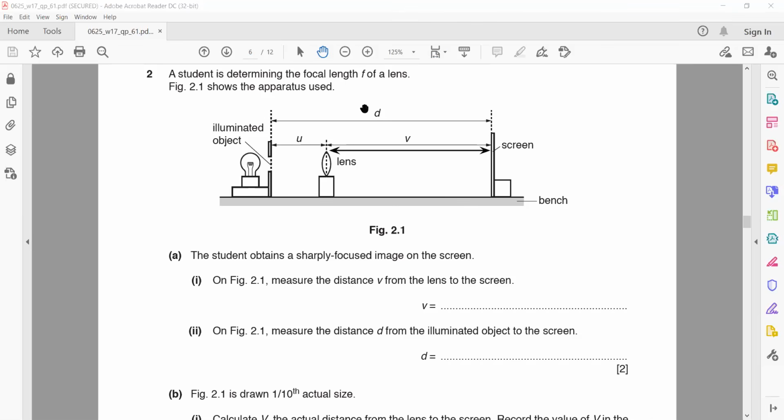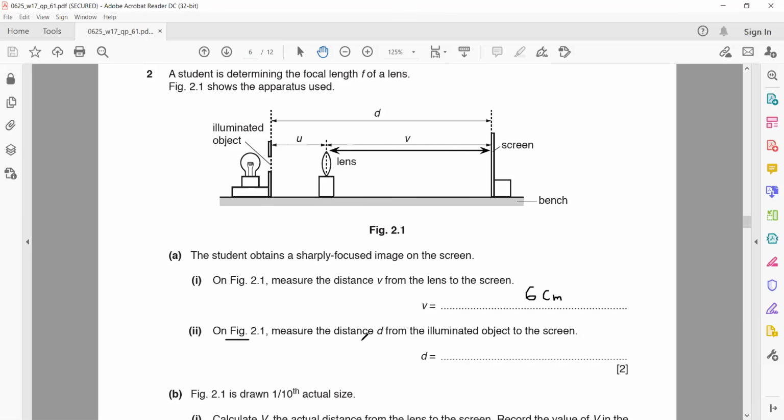For example, the approximate value of V is 6 centimeter on the figure, by measurement. It can be in millimeter as well. It's up to you what unit you use.